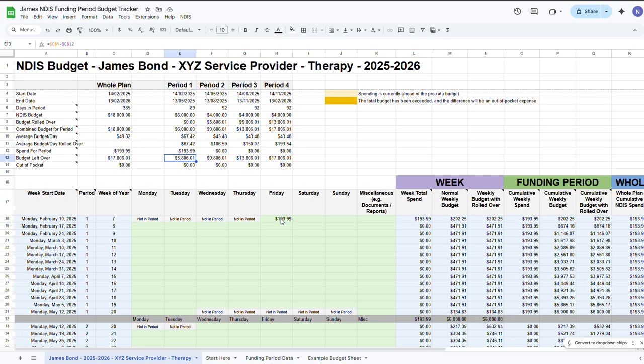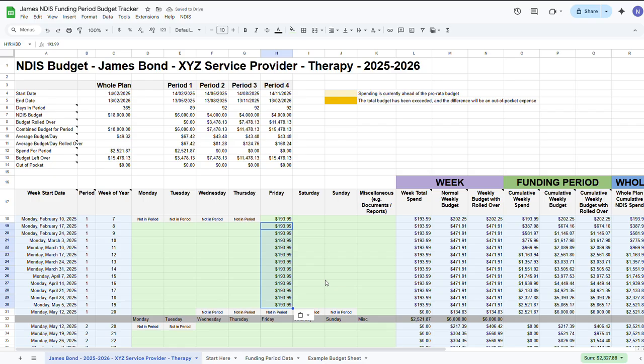So now what I'm going to do is, because I'm going to have occupational therapy each week, I'm going to press Control C. I'm going to scroll down here and press Control V. And that pastes in the $193.99. So now if we go and have a look, we'll see that my cumulative weekly spend, so each week I'm spending $193. Now for the last week, because the Friday isn't in this funding period, I haven't spent anything in that particular week.